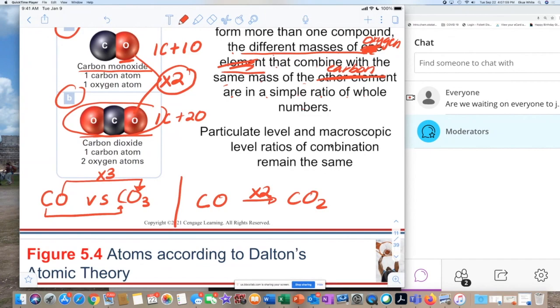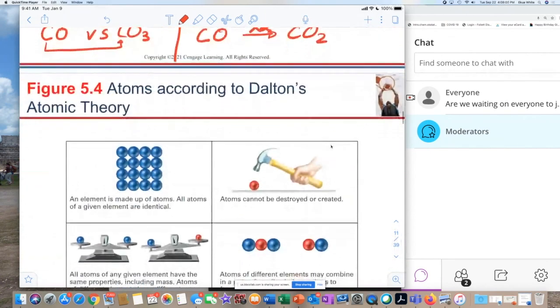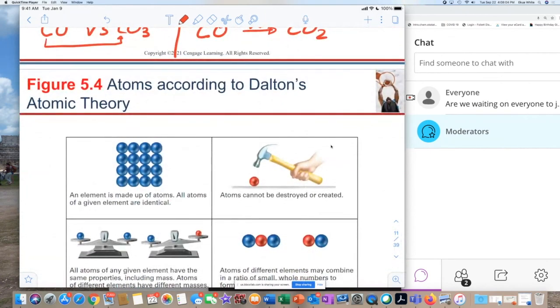Okay, so that's pretty much the law. It's really not as bad as it seems. So here's a picture showing us the illustration. It's using a picture to illustrate what Dalton said. Remember, Dalton said that elements of the same compound pretty much have the same type of atoms. So you see here, same type of atoms. None of these are different from each other. Same over and over again.